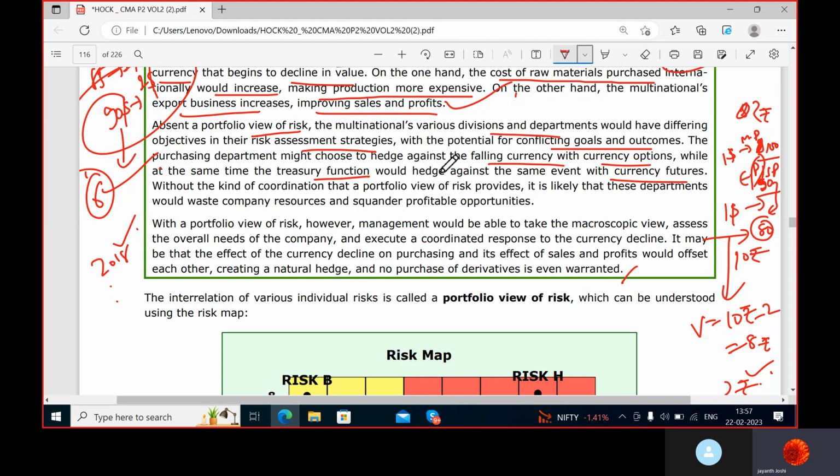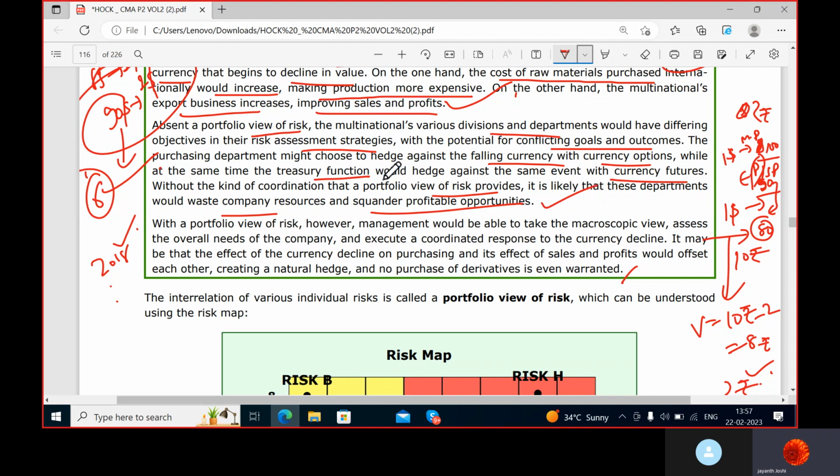Without the kind of coordination that a portfolio view of risk provides, it is likely that these departments would waste company resources and squander profitable opportunities. So what they are saying is, the portfolio view of risk provides what kind of methodology you are using, or what kind of derivatives you are using to minimize the risk. There are two derivatives they are considering, correct?